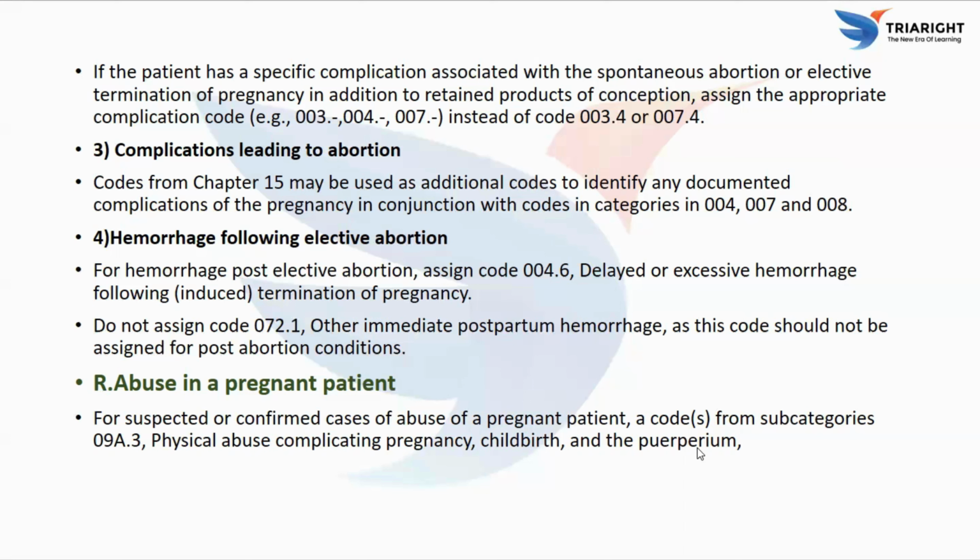And our next guideline is about abuse in a pregnant patient. So if a pregnant woman is suspected or confirmed to be a victim of physical abuse, domestic violence and assault, so what is the correct coding? You have to use codes from the O98.3 category, which describes physical abuse complicating pregnancy, childbirth and puerperium. So this shows that the abuse is affecting the pregnancy. So if a pregnant woman is abused, you have to add the O98.3 code to show that the abuse happened during the pregnancy.